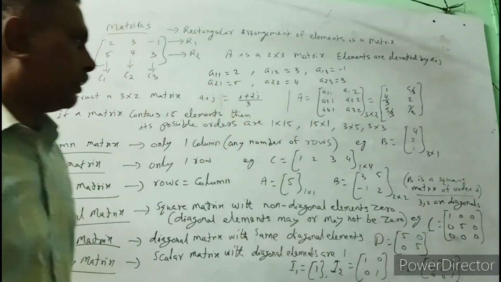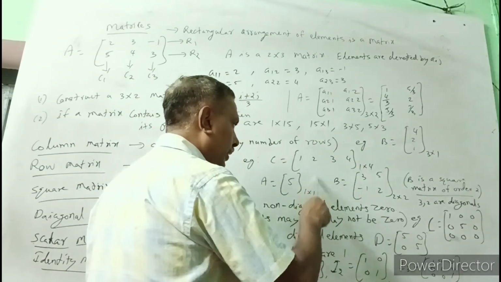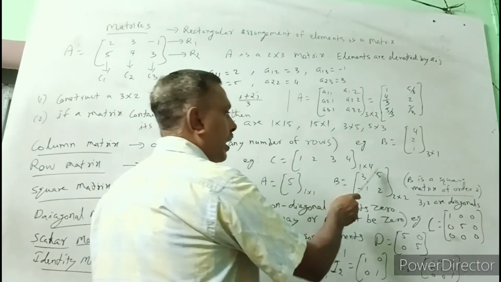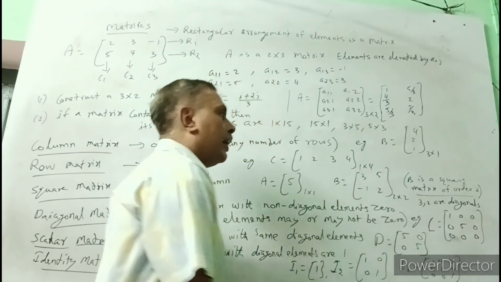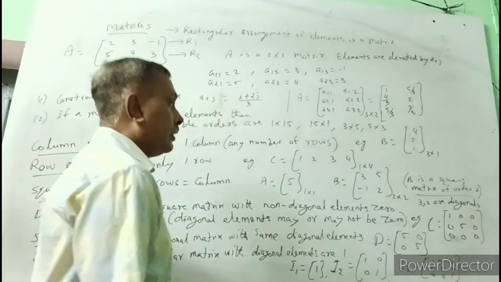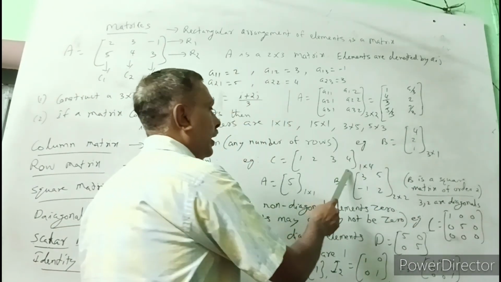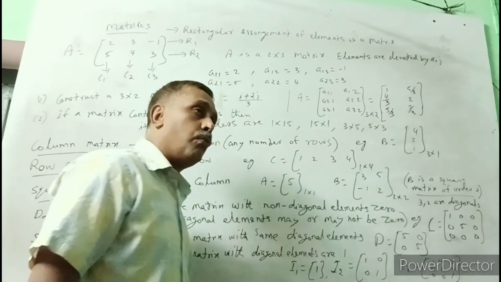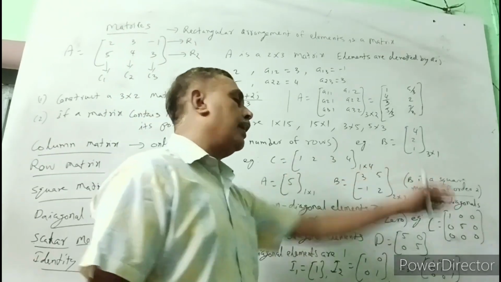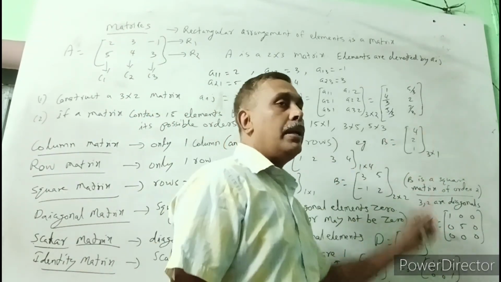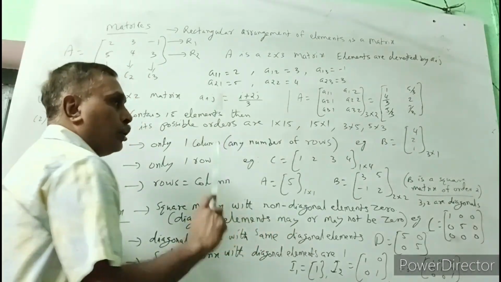Similarly, a row matrix must have only one row and any number of columns, for example 1 by 4: one row and 1, 2, 3, 4 columns. So in a row matrix it is always of the form 1 by m or 1 by n, where a number comes in the second place. Only one row, any number of columns. Then square matrix: the number of rows is equal to the number of columns.